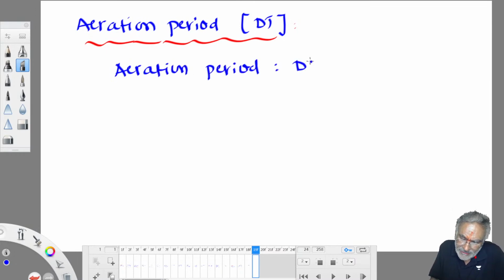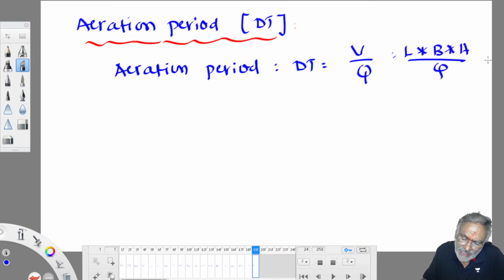We don't exactly call it detention time, it's called aeration period. It is the volume of the aeration tank by the flow rate. The volume of the aeration tank is L into B into H, divided by flow rate. Meter cube by meter cube per hour, we get hours. Normally the aeration period varies anywhere between 4 to 8 hours.